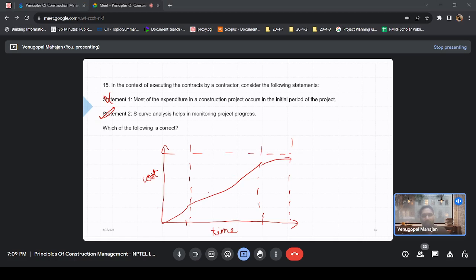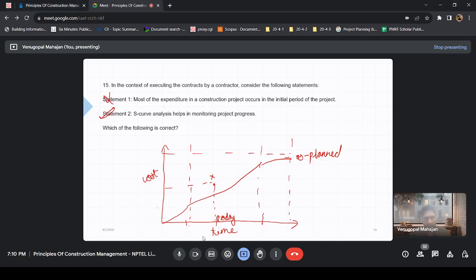How? Let's say that this is your plan. We are talking about today. As performed, you can see that you have already spent X amount of money. Okay. So what will you say? Is your project over budget or under budget? Under budget. Under budget. Anybody else?